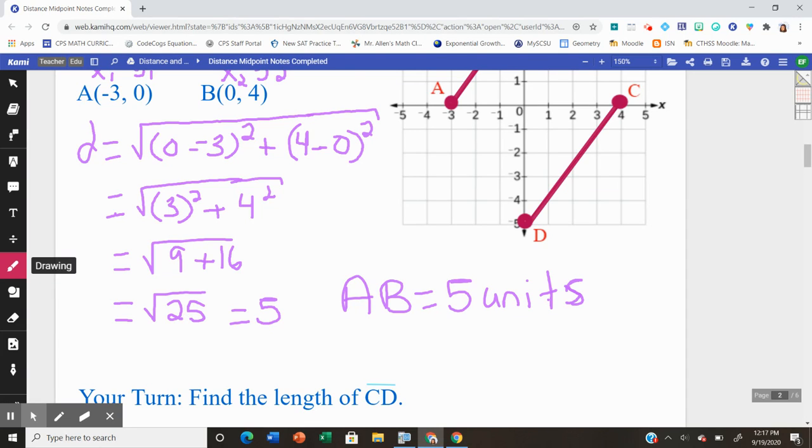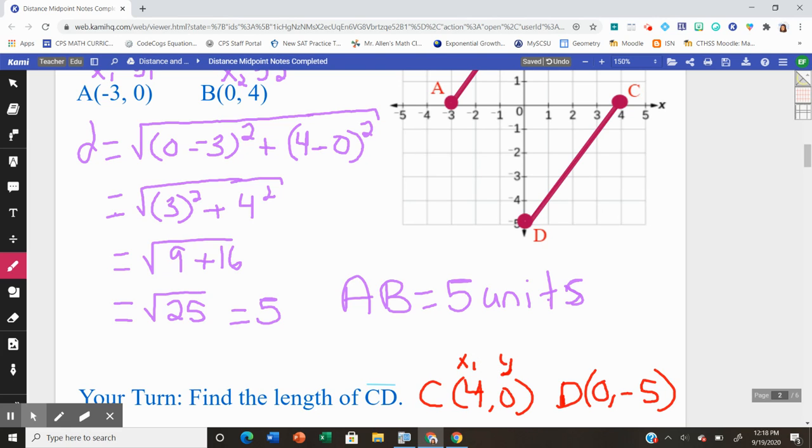All right, so for CD, let's write out the coordinates first. C is located at 4, 0, and D is located at 0, -5. I like to write out the coordinates first. That way I can put my little notations over those coordinates so I know specifically what's my x1, y1, and what number represents my x2 and y2. So 4 will be my x1, 0 will be y1. We have 0, this other one here will be my x2, and -5 will be my y2.